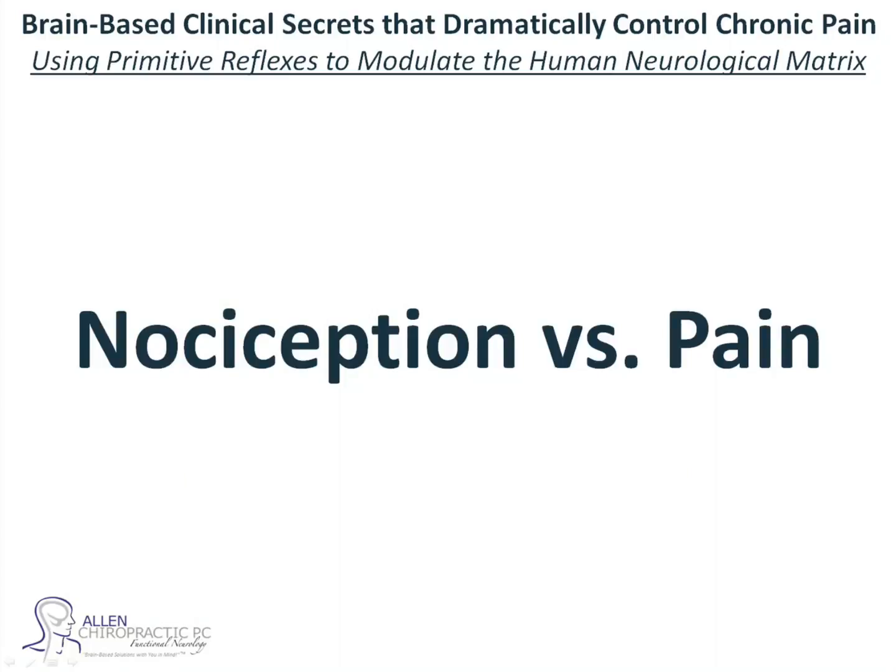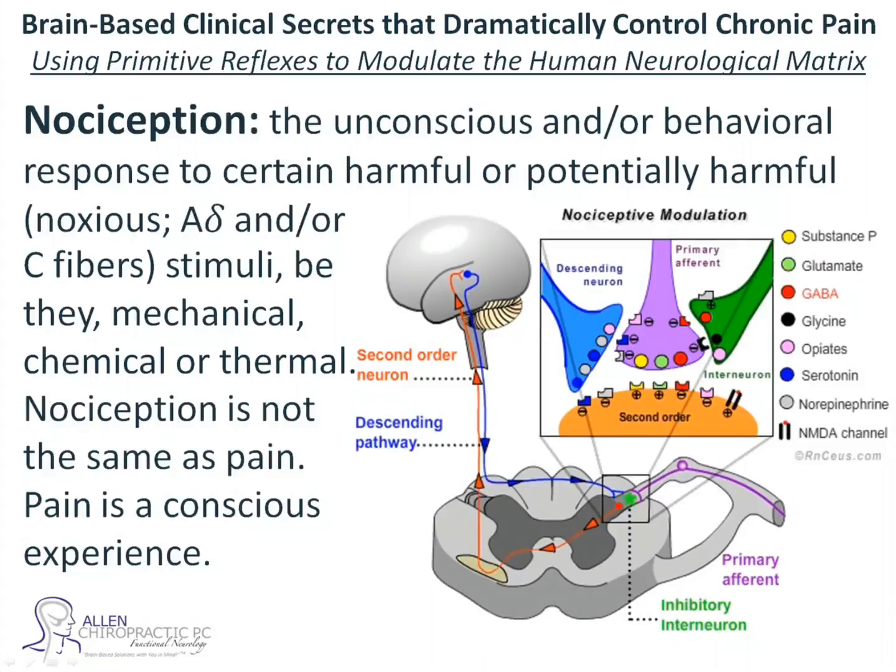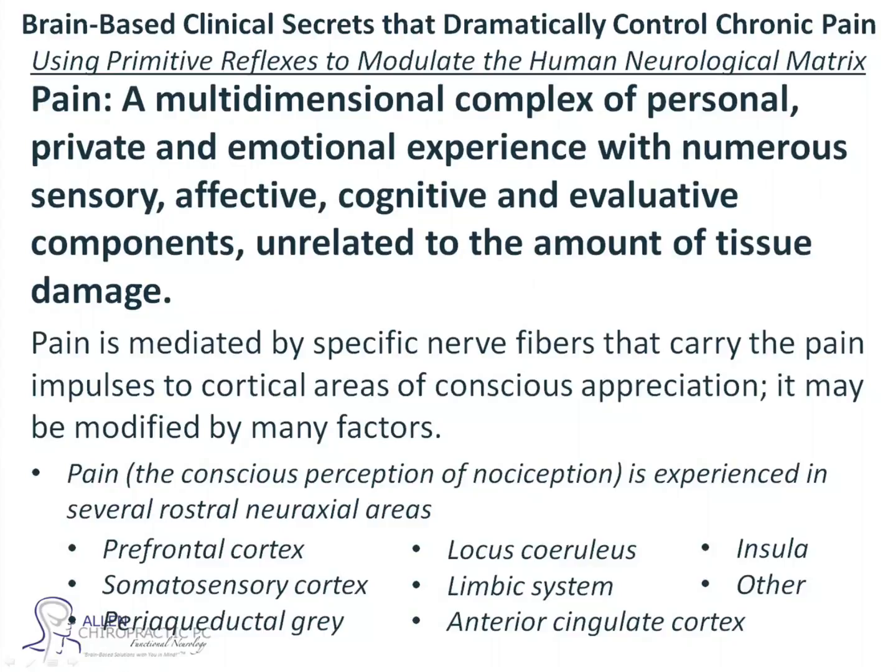If we talk about nociception and pain, this carries on the idea of the nerve signals. We say that nociception is an unconscious and or behavioral response to certain harmful or potentially harmful stimuli, mostly through the type A delta or C fibers, and these stimuli can be mechanical, chemical, or thermal. Now it's important to recognize nociception is not the same as pain. Pain is a conscious experience. Pain is a multidimensional complex of personal, private, and emotional experience with numerous sensory and affective, cognitive, and evaluative components unrelated to the amount of tissue damage.